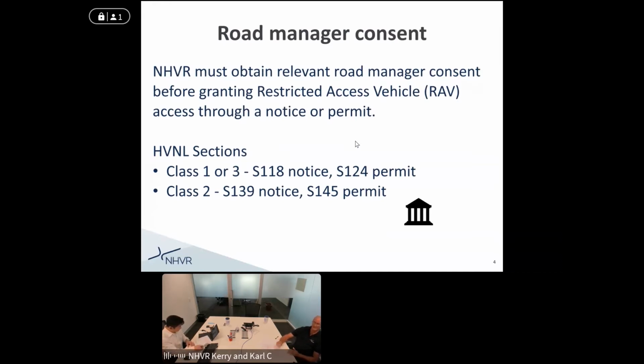So the road manager consents. Under the Heavy Vehicle National Law, the National Heavy Vehicle Regulator must obtain relevant road manager consent before granting restricted access vehicle or RAV access through either a notice or a permit or another thing called an authorisation. So basically we deal with notices and permits. For a Class 1 or 3 restricted access vehicle, Section 118 covers consent for a notice, and Section 124 covers consent for a permit. For a Class 2, which is your B-doubles, road trains, and your PBS type vehicles, Section 139 is for the notice, and Section 145 is the requirements for obtaining consent for a permit.